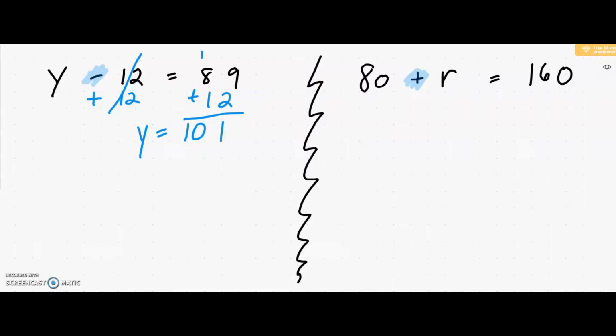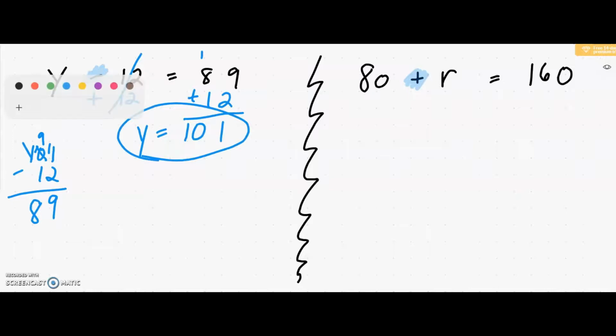Well, let's prove it. 101 minus 12, we have to get 89. Can't do it, cross it out, make it 10, cross it out, make it 9. 11 minus 2 is 9. 9 minus 1 is 8, so 89, and there's your match. Y equals 101.